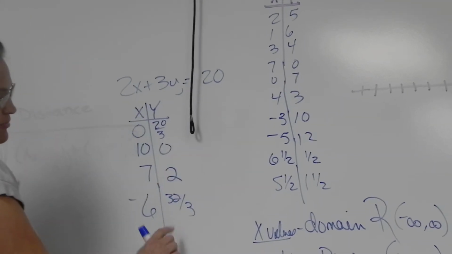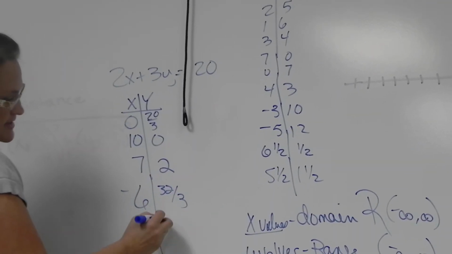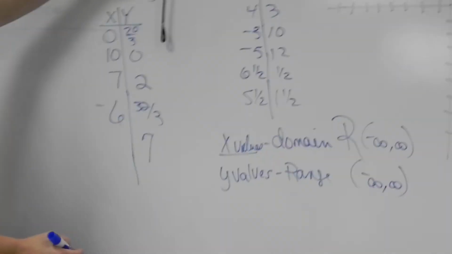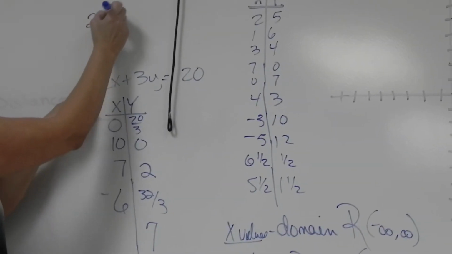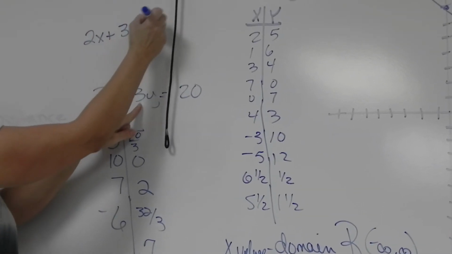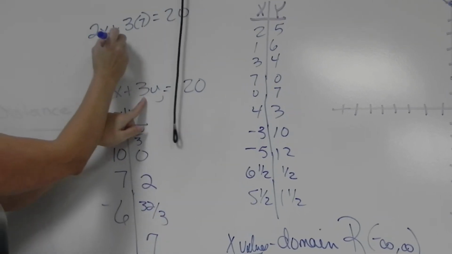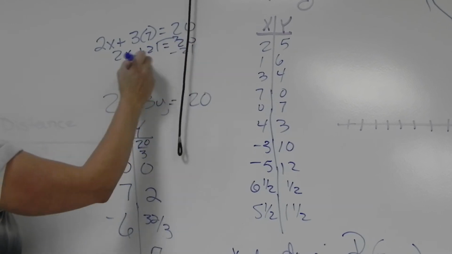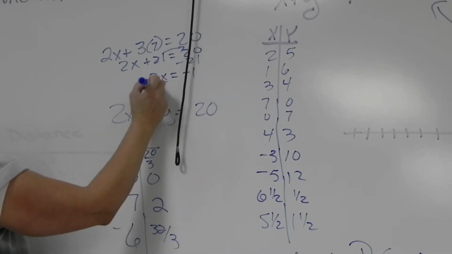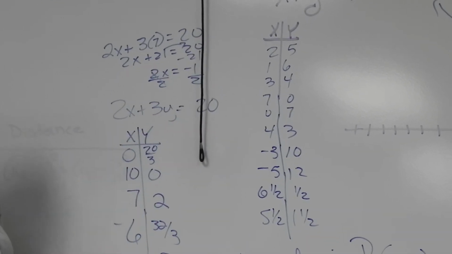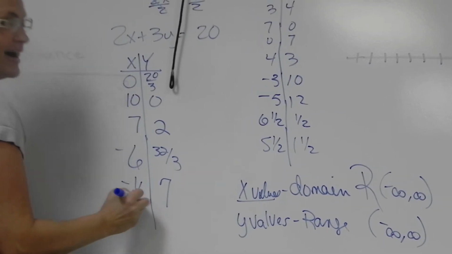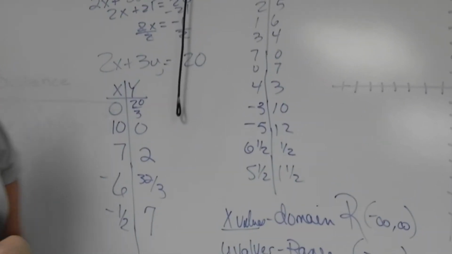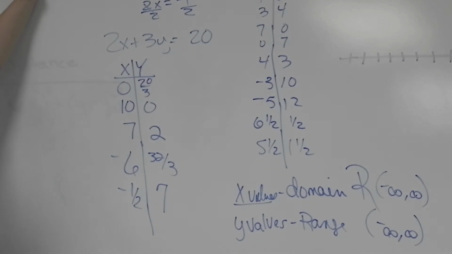So let's say I pick a number for y. Let's pick 7. Plug in 7 for y, I'll have 2x plus 3 times 7 to equal 20. 2x plus 21. You know, do your equation solving thing. And I just keep picking numbers that come out as fractions, but that's okay. I prefer to get you some nice points, but anyway, it comes out to be negative a half.